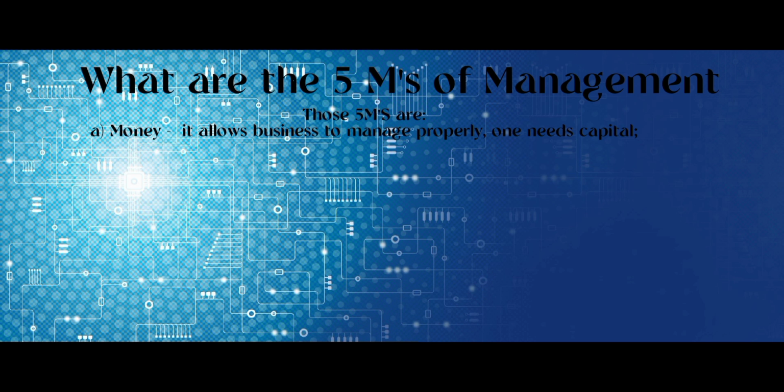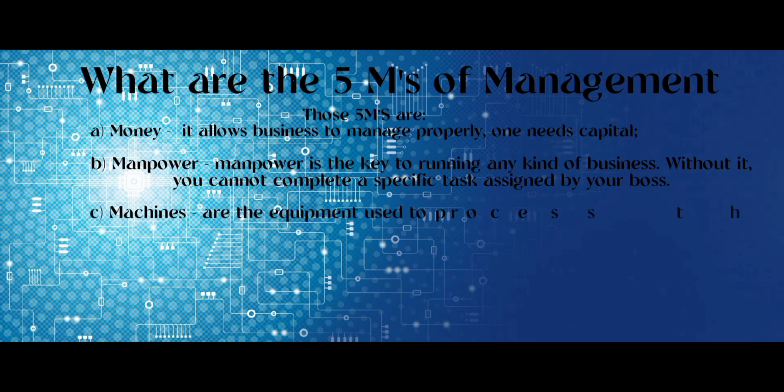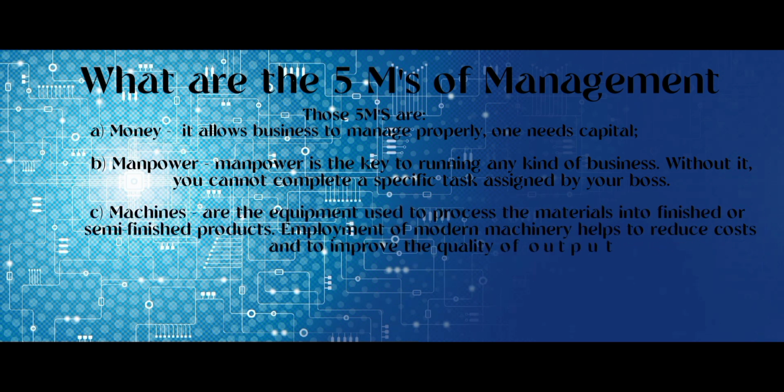One needs capital. The second one is the manpower. Manpower is the key to running any kind of business. Without it, you cannot complete a specific task assigned by your boss. Third is the machines, the equipment used to process the materials into finished or semi-finished products. Employment of modern machinery helps to reduce costs and to improve the quality of output.